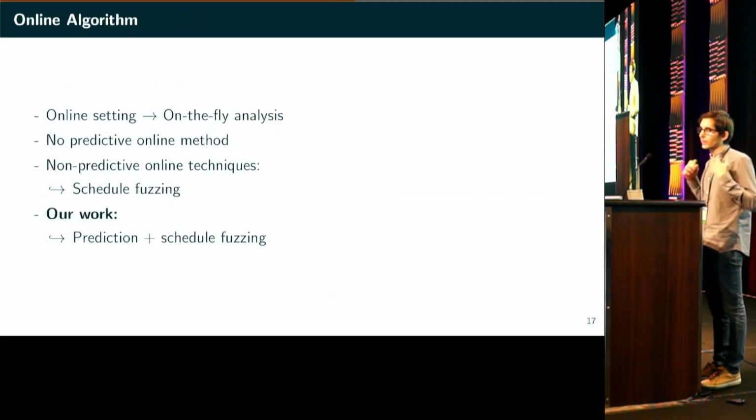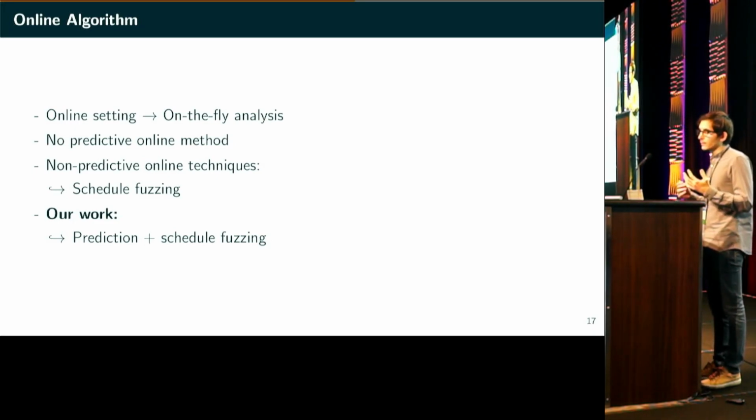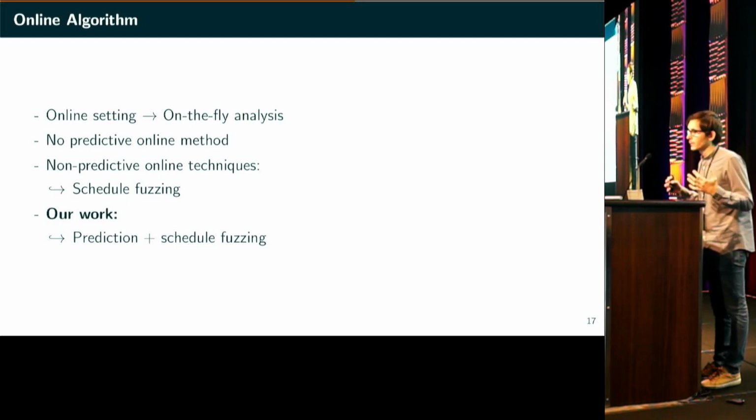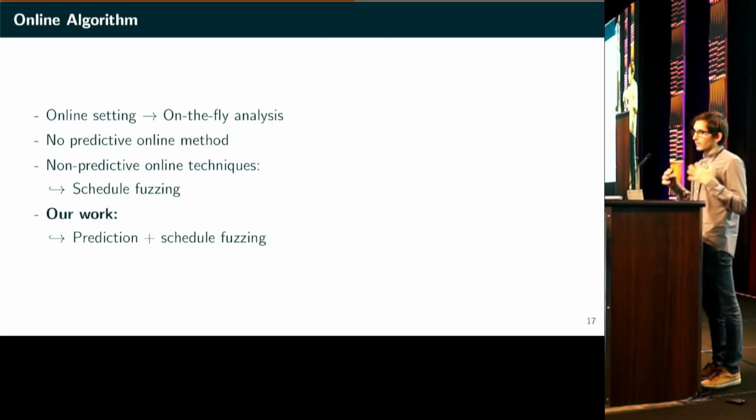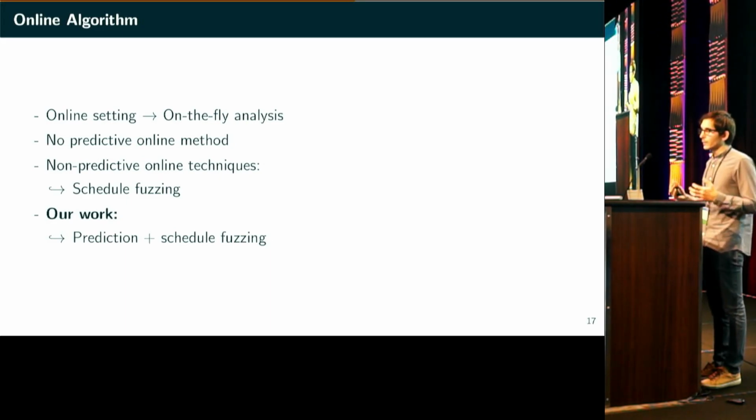And we also devised an online version of our algorithm. So online here means that the analysis should take place while the program is running. And there exists no predictive method that works in an online fashion. The existing methods that are non-predictive and online in this setting typically try to find deadlocks by fuzzing the trace scheduler. And in this respect, another contribution of our work was that we were able to combine such randomized testing techniques with our prediction algorithm. So while analyzing a program, we inject certain delays in certain program locations with the aim to explore different program behaviors, and we're able to perform prediction at the same time.